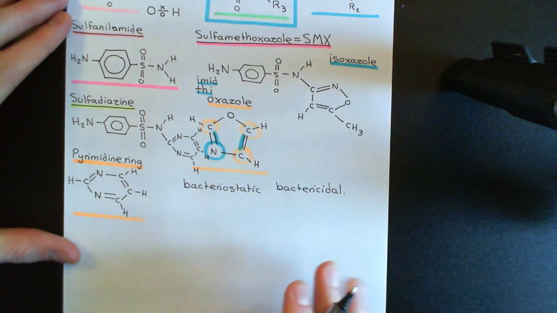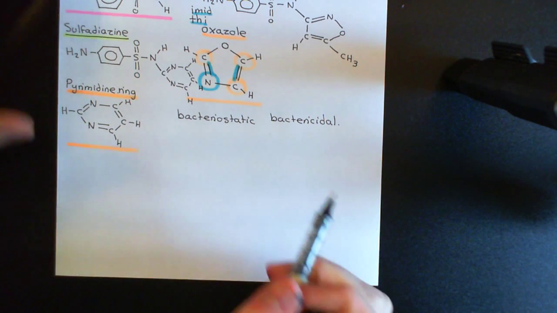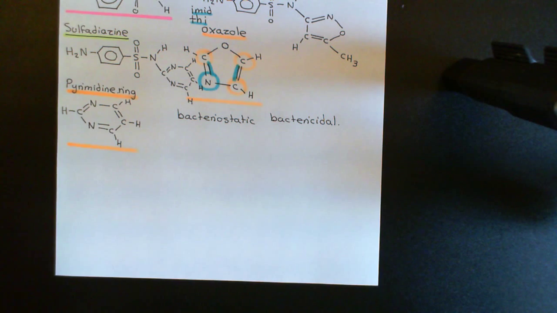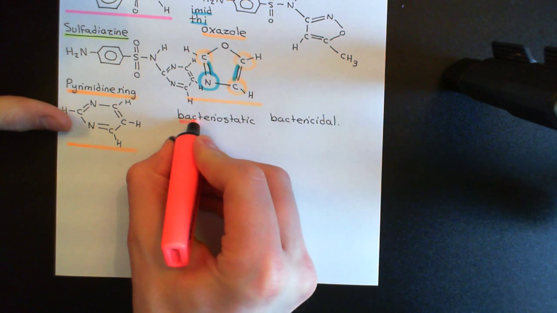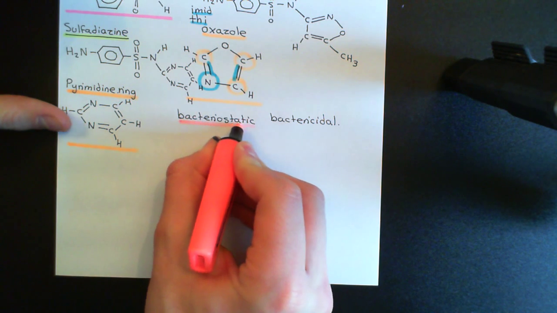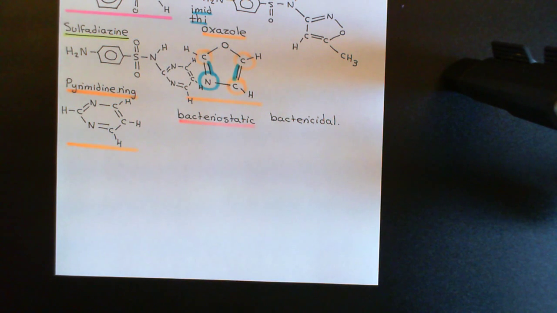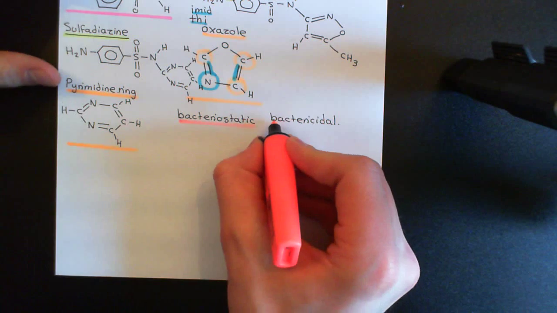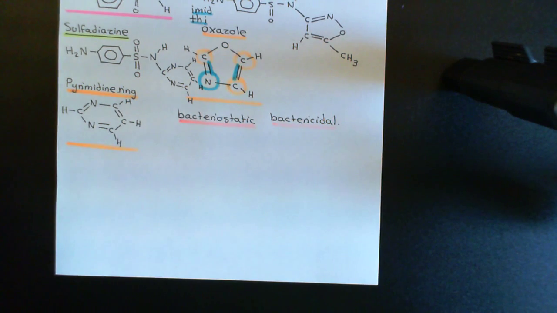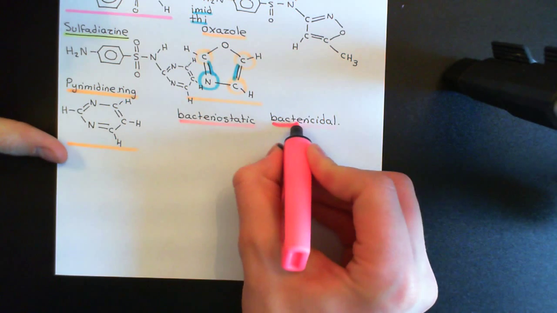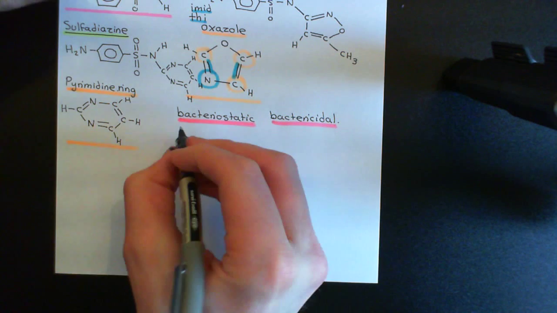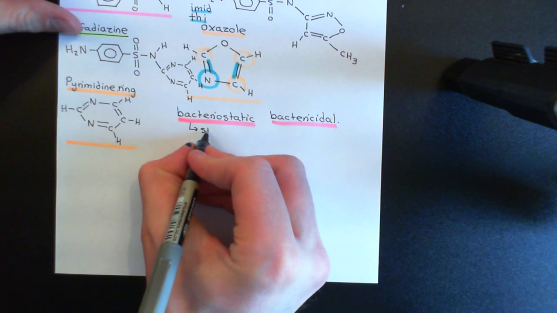So we can classify antibiotics as either being bacteriostatic or bactericidal. These are adjectives that we can apply to every antibiotic. Bacteriostatic means that the effect it has on the bacteria is to stop them dividing, so they stop the bacterial cells from dividing. Bactericidal means that they actually kill the bacterial cells. So bacteriostatic ones just stop cell division.